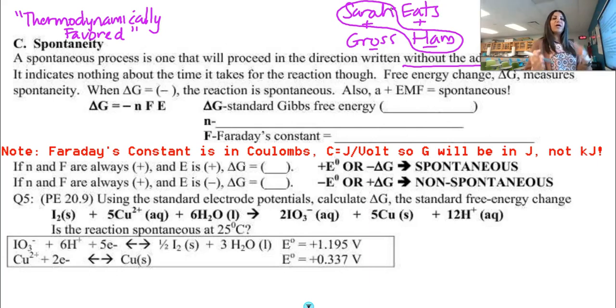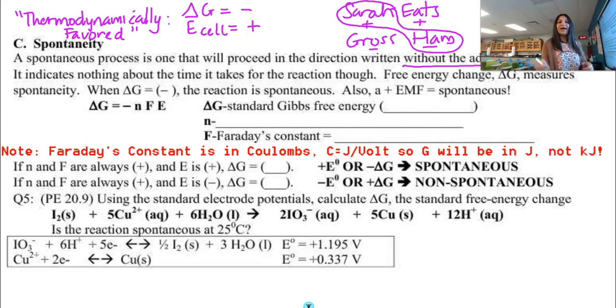So when you have a reduction and oxidation and you take a look at your E cell value, then if it's positive, we know that that's favored. And there's one more thing, so let's write these down. We know that if it's thermodynamically favored, we want our delta G to be negative. So in other words, we have free energy that's available, so we want that to be negative. We do want our E cell to be a positive value.